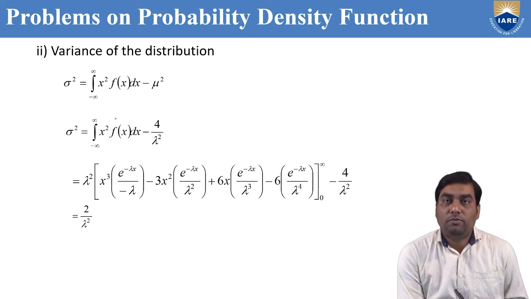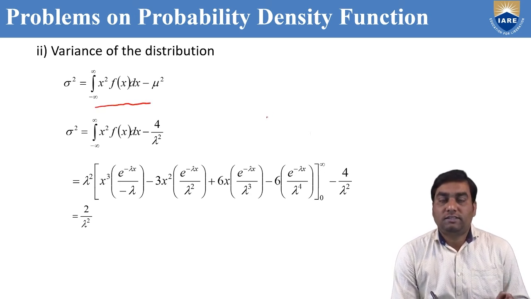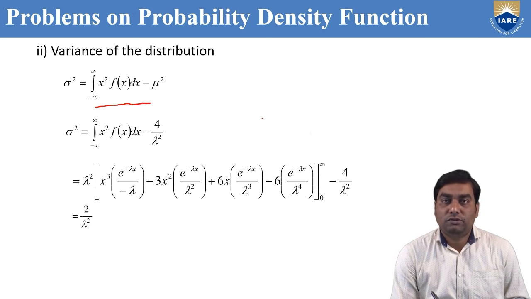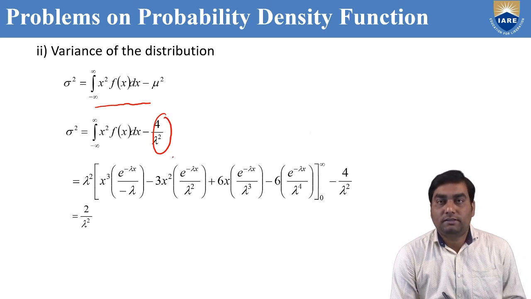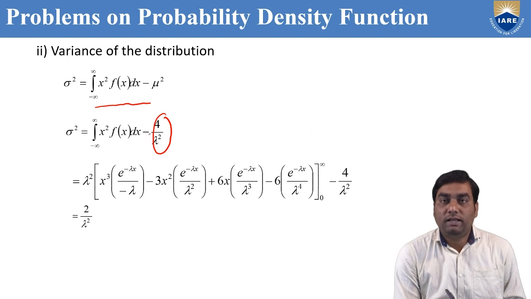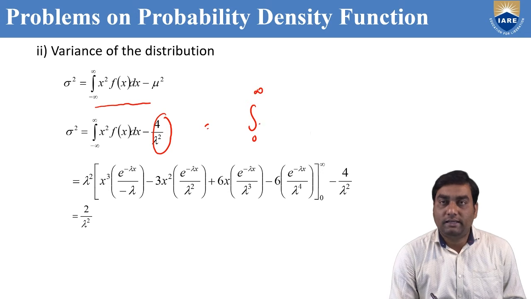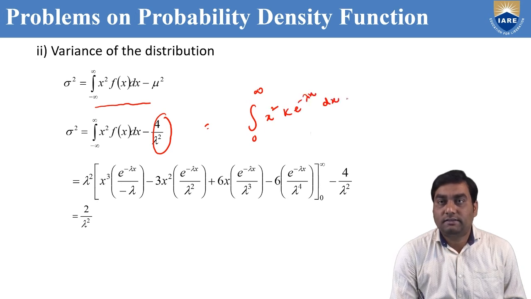What is the variance formula? This one: integration from minus infinity to infinity of x square f of x dx minus mu square. But mu you already got, 2 by lambda, so mu square means 4 by lambda square. But the function is defined only from 0 to infinity; from minus infinity to 0, you can take 0. x square, f of x is what? K into e power minus lambda x dx. So k x square into e power minus lambda x dx minus 4 by lambda square.